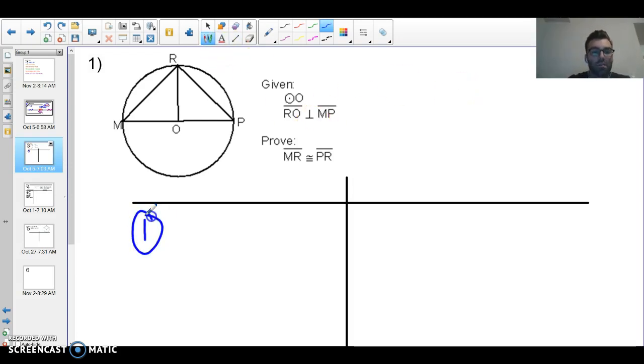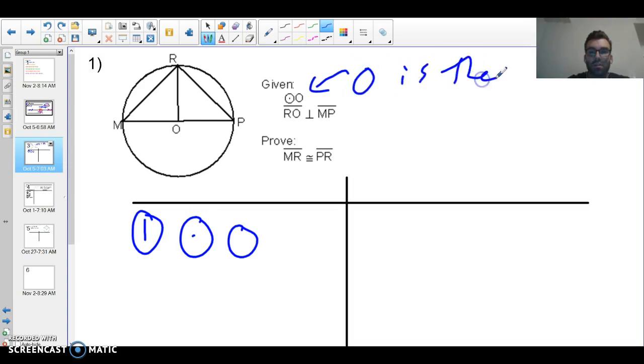So first step, I'm going to write circle O. This tells me that O is the center of the circle. That's what that means. O is the center. Okay.